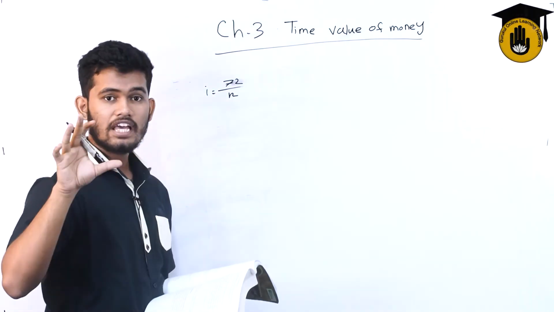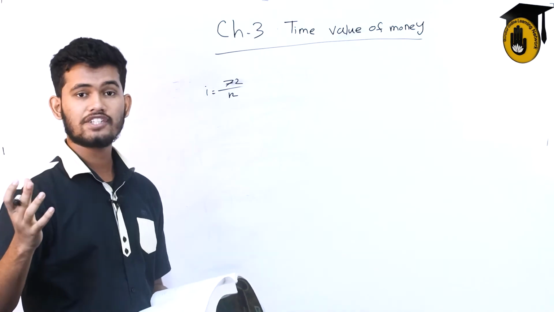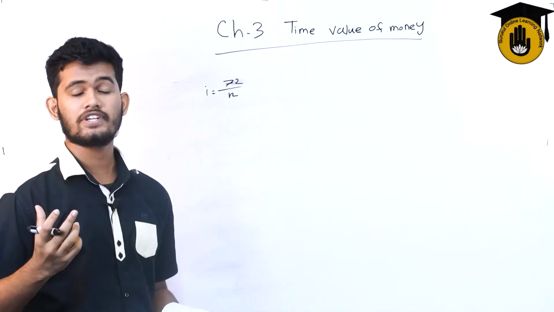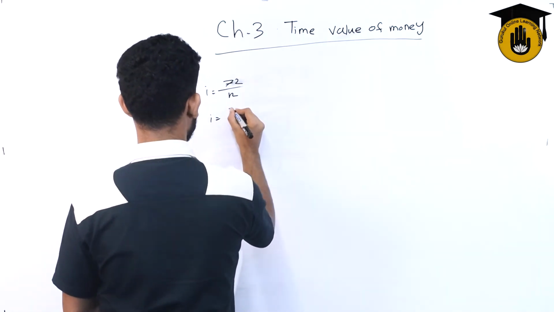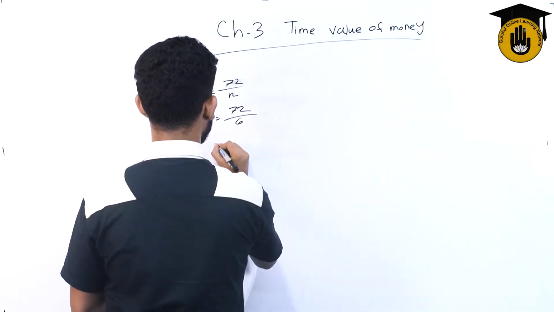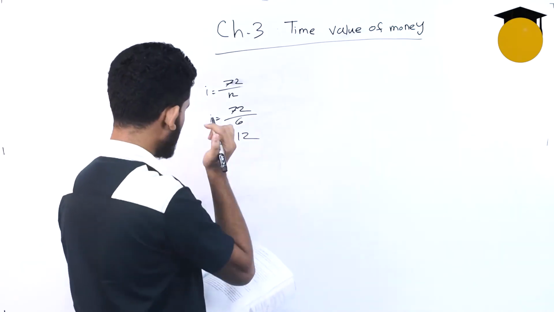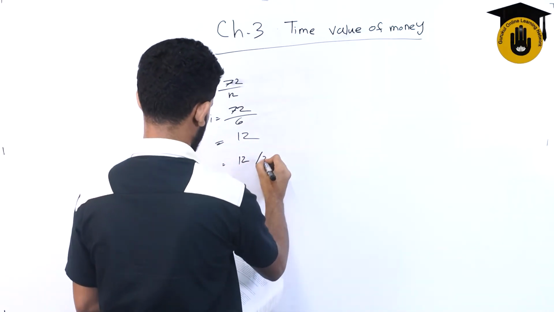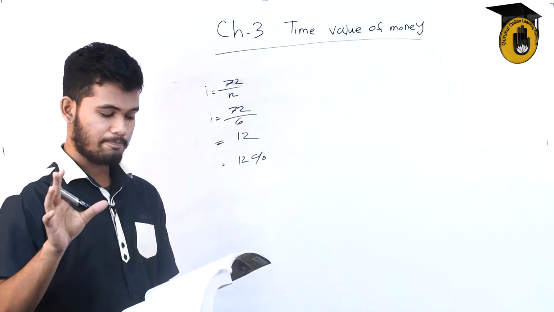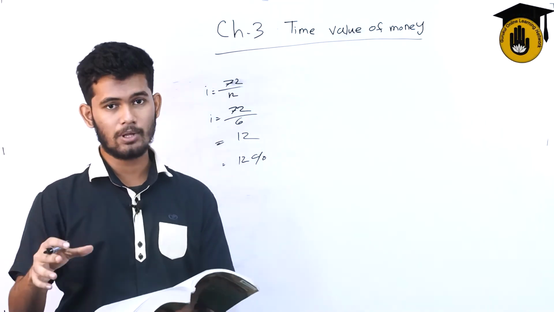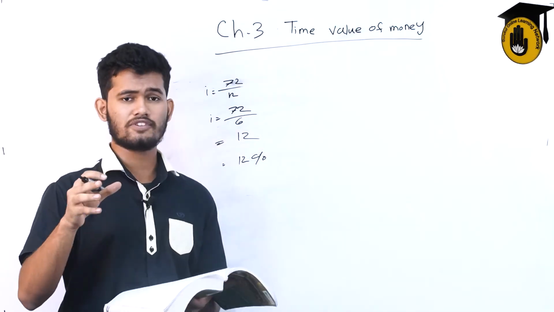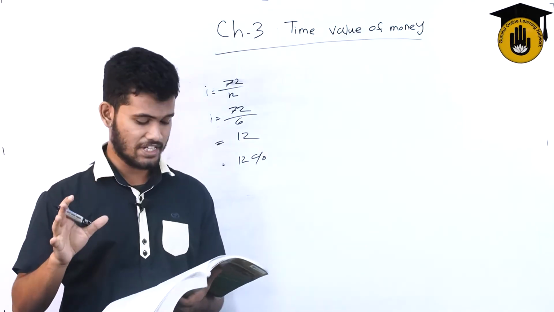So it's simple, only I is equal to 72 divided by N. We have to decide the interest rate. N stands for the number of years, so the number of years is given as 6. So I is equal to 72 divided by 6, that comes down to 12. That means 12% interest for that 100,000 in 6 years to get double. This is easy. It's one of the easiest formulas in the entire chapter.